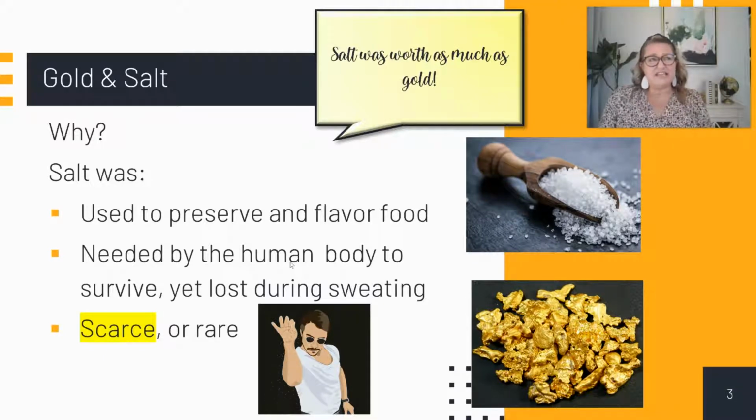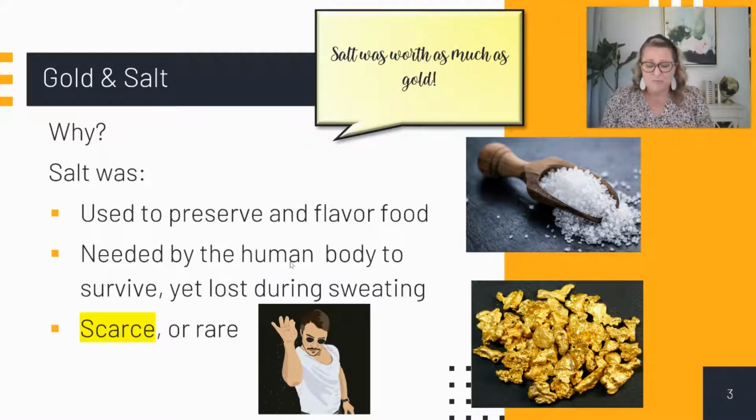And unfortunately, in this part of the world, North and West Africa, they ate a very plant-based diet, and plants don't have salt in them. They don't have the salt that the human body needs to survive.